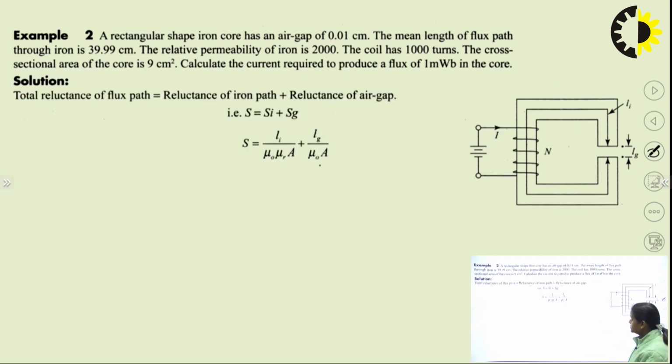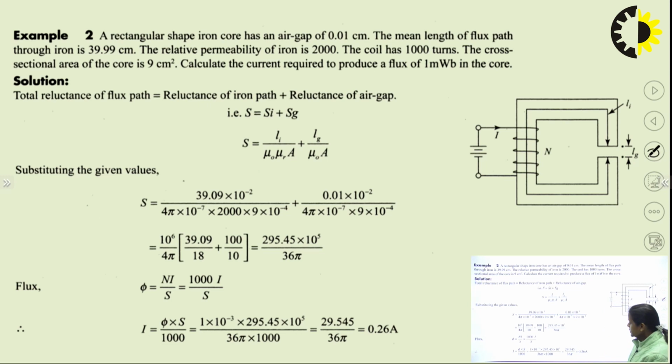So first we have to find the reluctance. Here we can see that we have an iron core and this air gap. So there will be two reluctances, right? The reluctance of the iron path and the reluctance of the air gap. This will give the total reluctance of the flux path. So first we will calculate this reluctance.